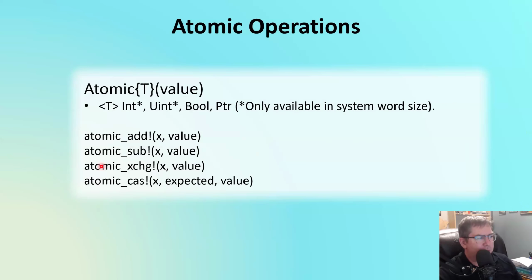Now, there's a couple of operations you can do on it. So the top here is how you declare it. You do an atomic add. You put in X, the atomic, and you add a value to it. Subtract, you can subtract the value from your atomic. You can exchange the value for your atomic. And CAS is check and set. Check your atomic for the expected value. If it's the expected value, set it to the new value.